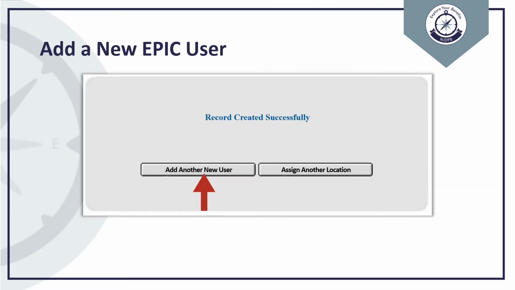When you have successfully added the new user, a confirmation message will appear. From there, you can add another new user for that location number, or add another location for the same user you just entered.